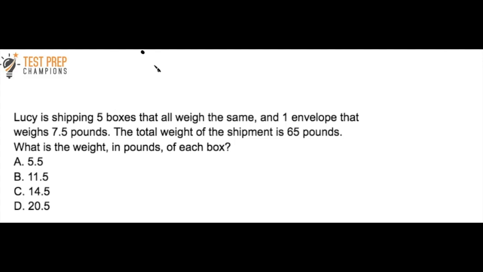Okay, so basically what we're going to do here is write an equation, and we know that there are 5 boxes here, right? They all weigh the same thing, but we don't know what one box weighs. So let me write x here, because x is going to be our variable, since we don't know what one box weighs, but we know that it would be 5, the number of boxes, times the weight of one box, all right, plus, and that's a plus sign, the one envelope weighs 7.5 pounds, so plus that 7.5 pounds for the envelope, all right, and this is all equal to the total weight, which it gives us as 65 pounds. So I'm just writing an equation here.